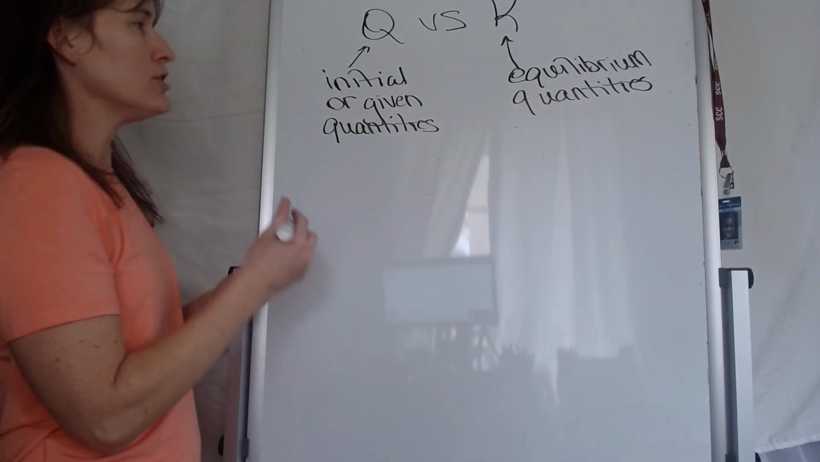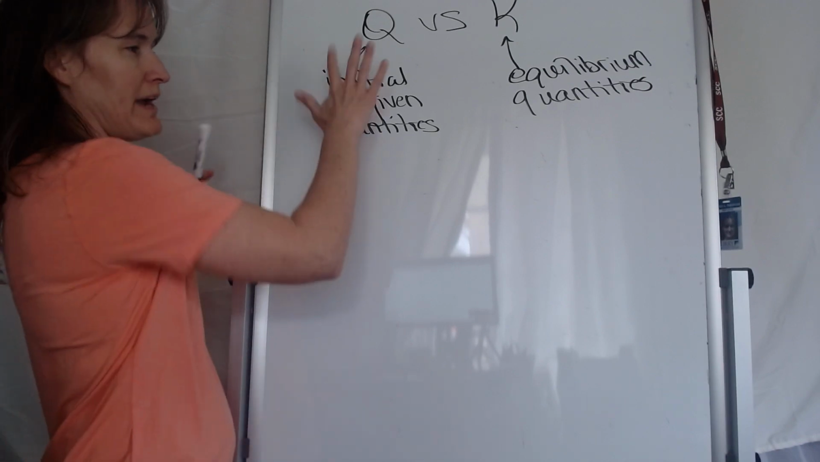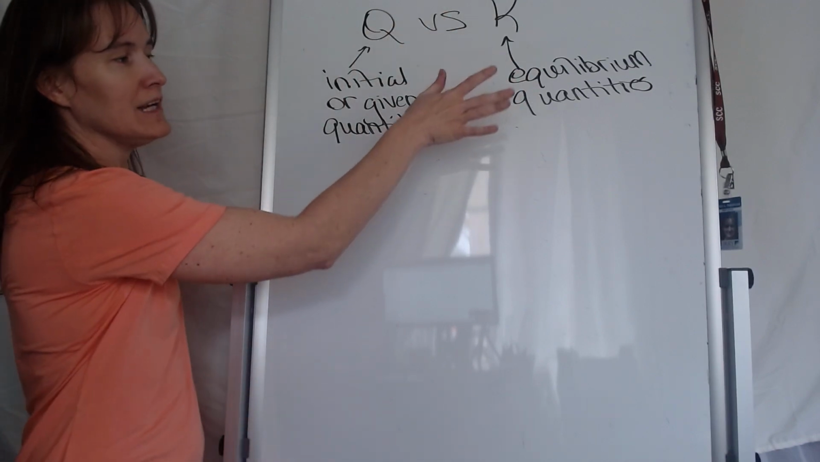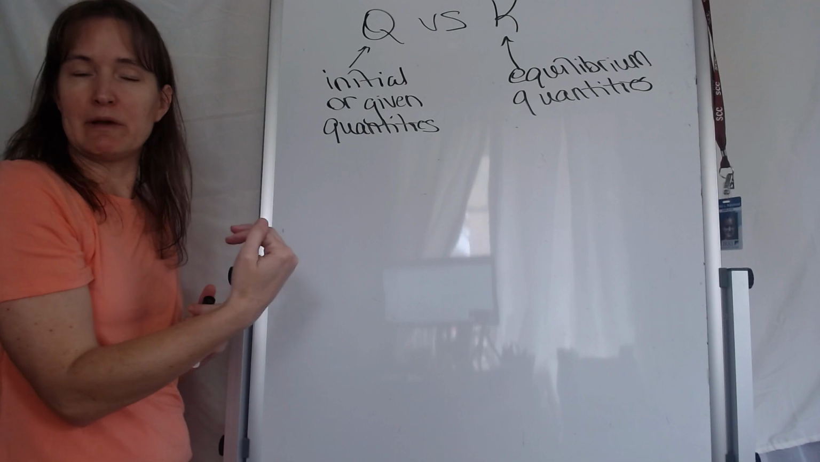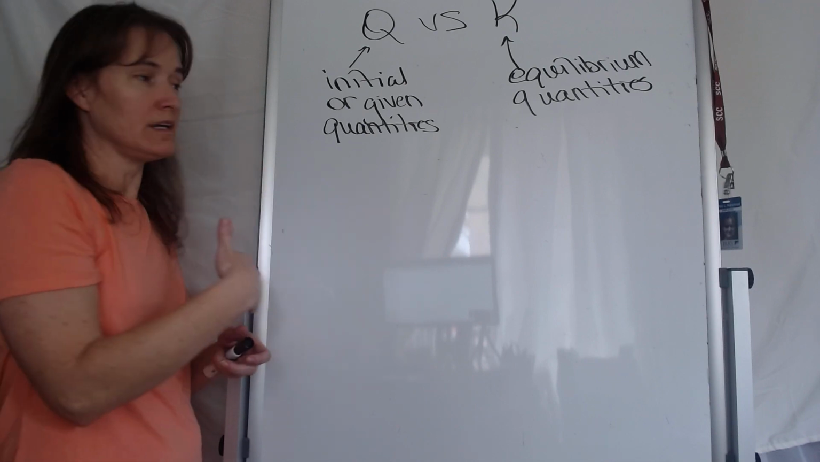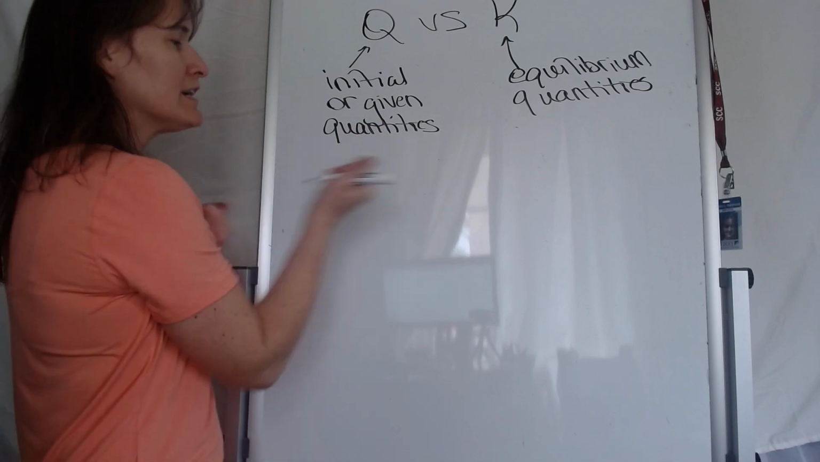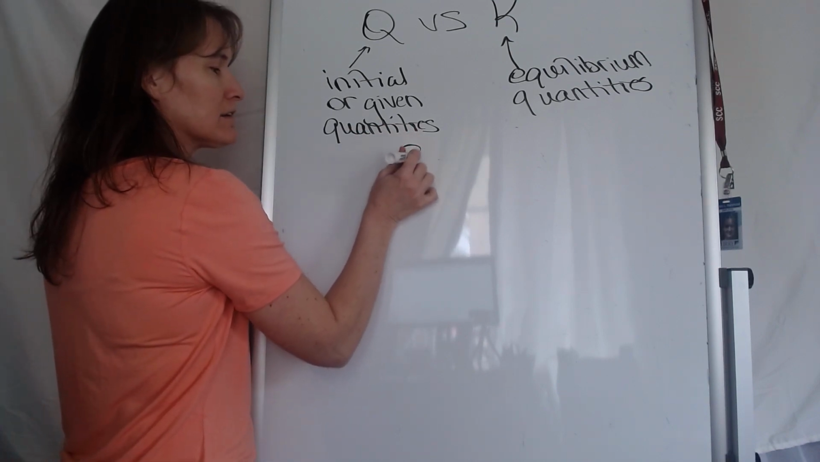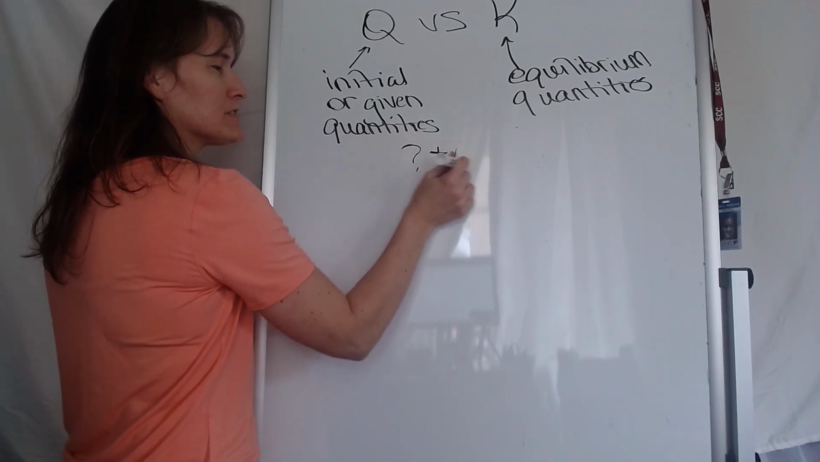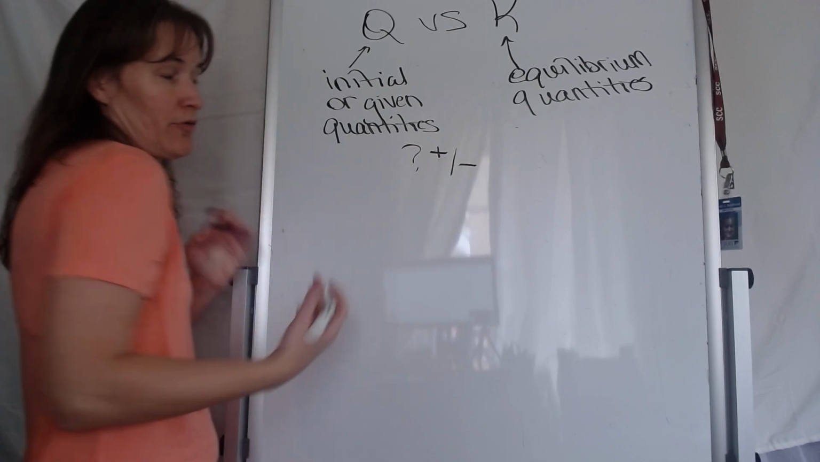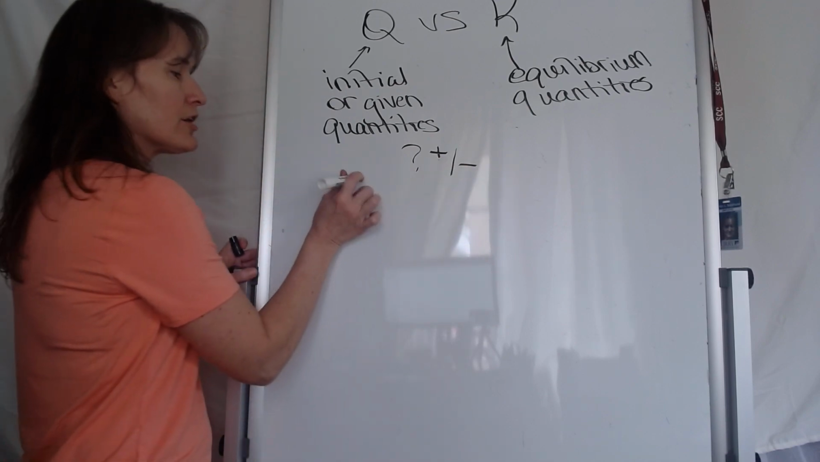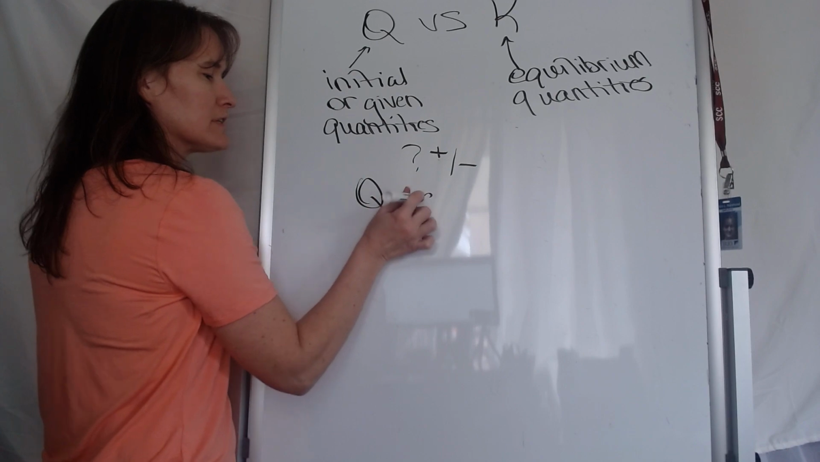And the way that you can go from the initial amounts to the actual amounts that you need is by subtracting a little bit from one side and adding a little bit to the other. And the reason that we're going to use this is so that we can know which side do you add and which side do you subtract. So which one is it? So you're going to compare Q versus K.